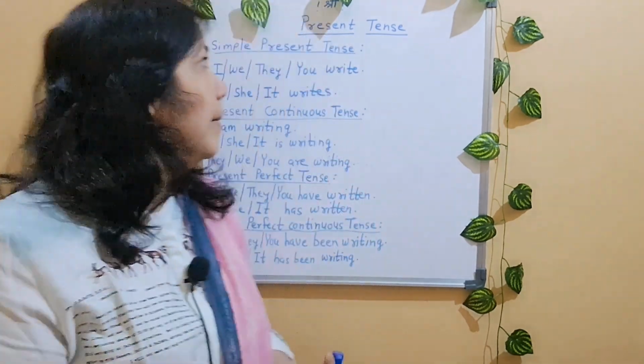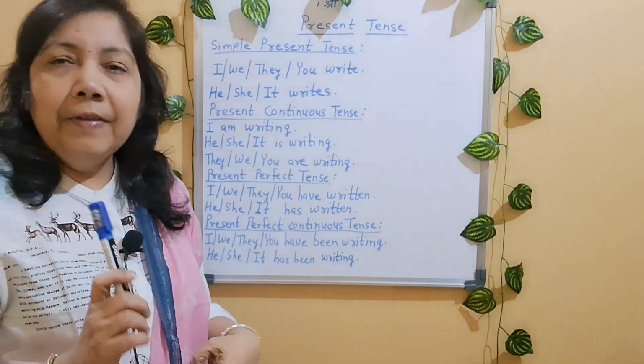Today I am taking tenses in English grammar. In tenses, there are three main tenses: present tense, past tense, and future tense. And each tense has four kinds. Present tense has four kinds, past tense has four kinds, and future tense has four kinds. Today I will be taking the four kinds of present tense. Let me start. Present tense.